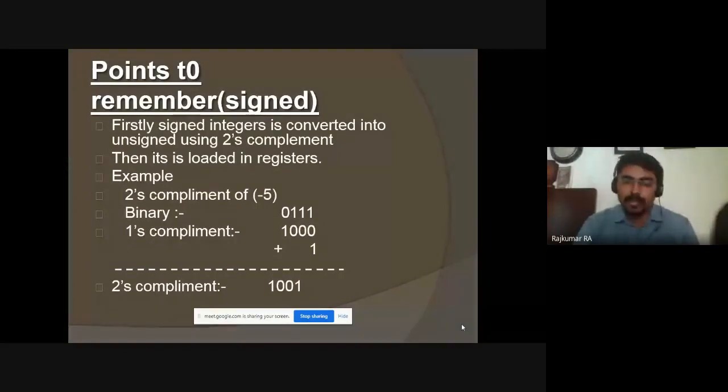If we have signed numbers, say for a multiplier or a quotient, then we should use the 2's complement of the signed numbers. So for minus 5, the binary number of the original 5 is 0 1 0 1. For that we have to take the 1's complement, so 1 becomes 0 and 0 becomes 1. Then we have to add 1, and that is called the 2's complement.